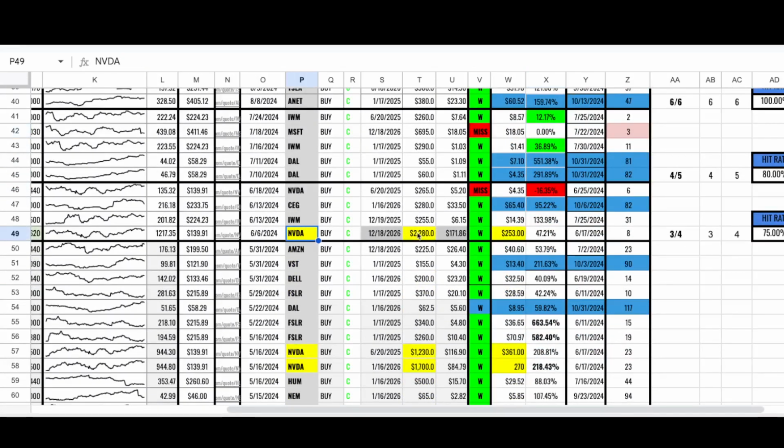Now you'll notice a few of these prints I have in yellow right now. That's simply due to the fact that since NVIDIA has split, we're not getting complete accurate values for what price they are at. We can make an estimate for them.